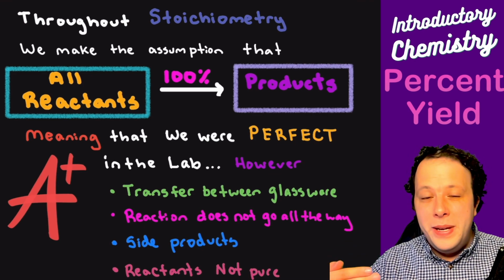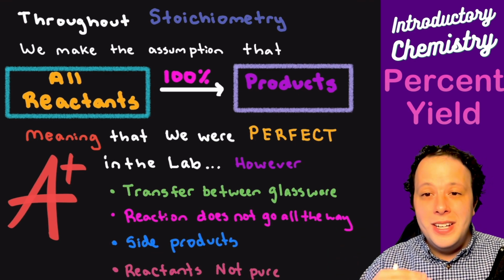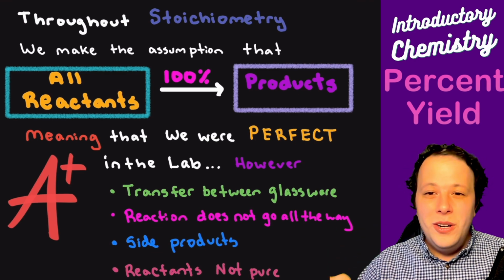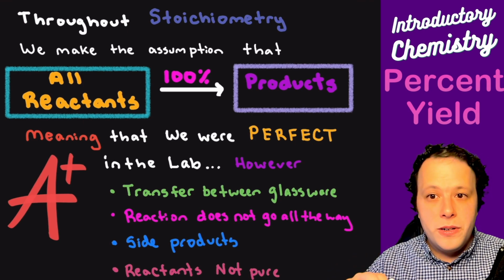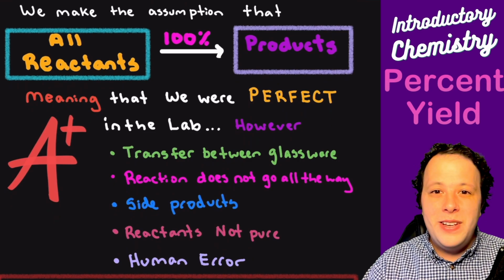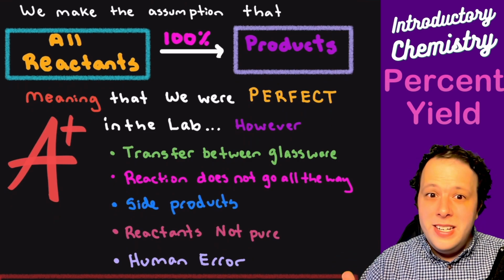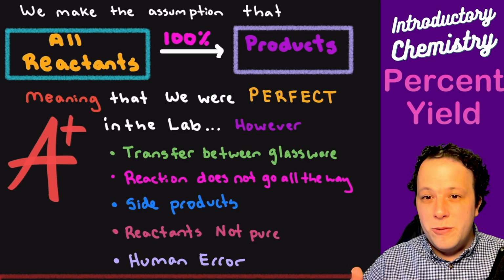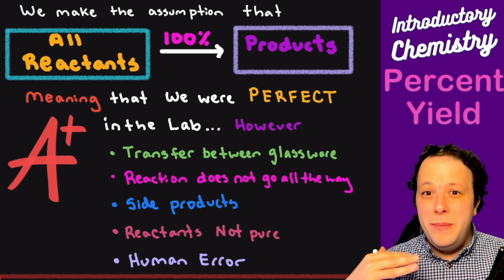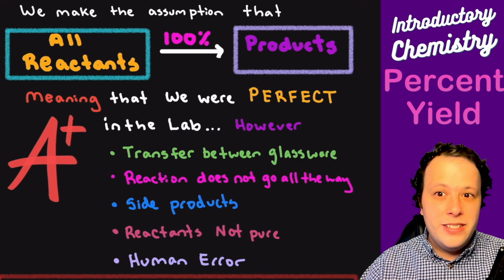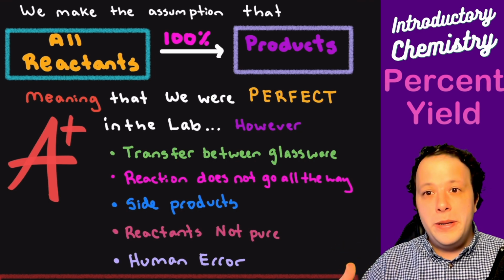Other things that could happen is maybe you made a side product, meaning that another reaction occurred without your knowledge, or let's say the reactants weren't even pure to begin with. So if you had maybe not the best quality ingredients, well then yeah, you're going to have different products in the very end, or just human error to begin with. Maybe you just made a mistake or forgot to do something or added too much water or whatever it is, there are going to be errors.